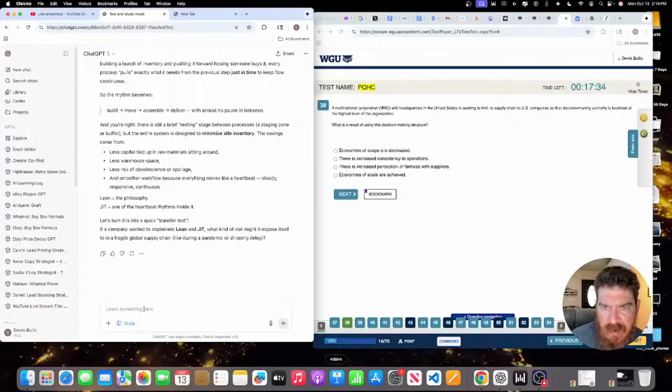A, economies of scope are decreased. B, there is increased consistency in operations. C, there is increased perception of fairness with suppliers. And D, economies of scale are achieved.